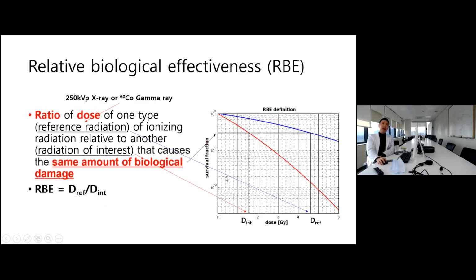As you can imagine, for high LET radiation, like alphas or neutrons, this RBE value will be higher, and for low LET, this RBE value will be lower. Later on, I will explain the equivalent dose, but this relative biological effectiveness is actually used to compose the weighting factors of the different types of ionizing radiation.